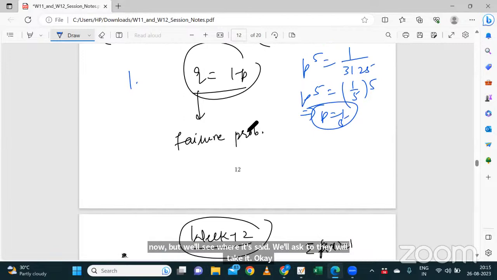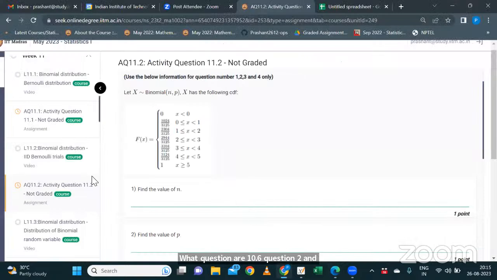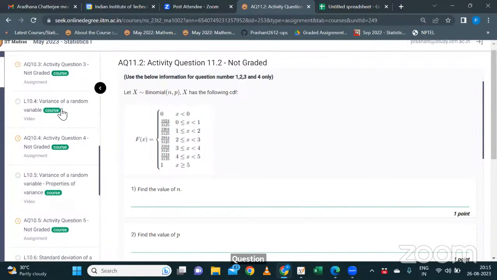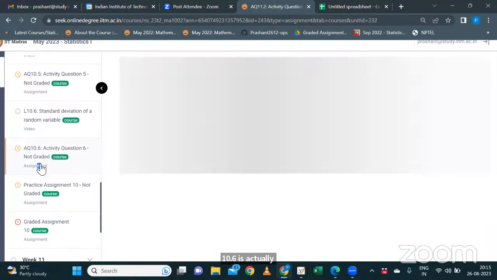What question? 10.6, question 2 and 3? 10.6 is activity question number 2 and 3.